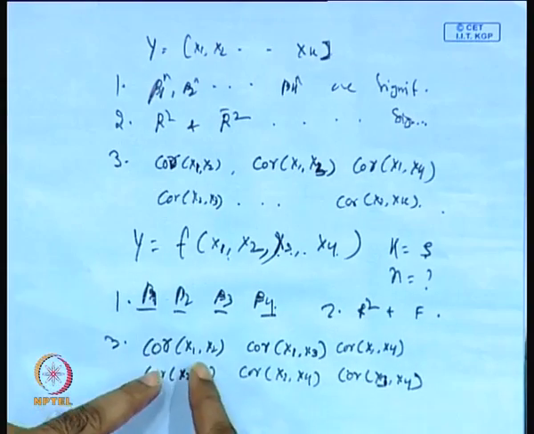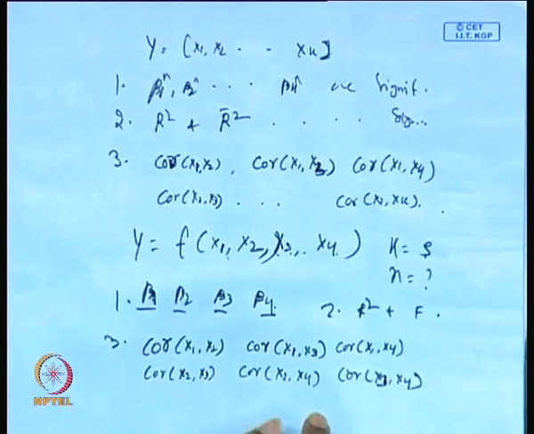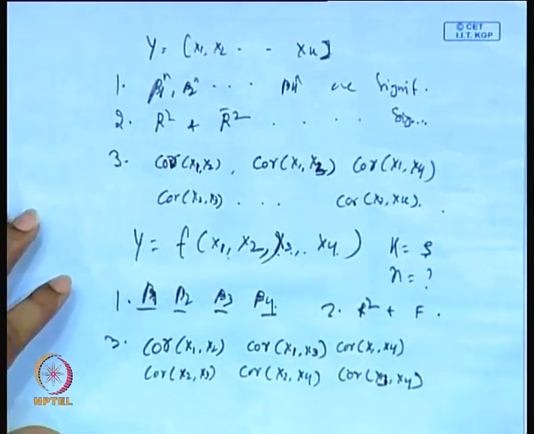So that means if your regression is with respect to y and 4 independent variables, then so far as multicollinearity is concerned, we have an additional problem to investigate, that is the correlation among the regressors. In this setup, we would like to know the correlation between x1 and x2, x1 and x3, x1 and x4, x2 and x3, x2 and x4, and x3 and x4.